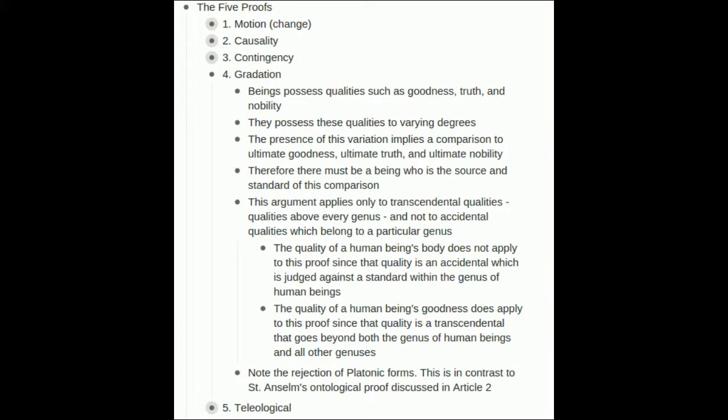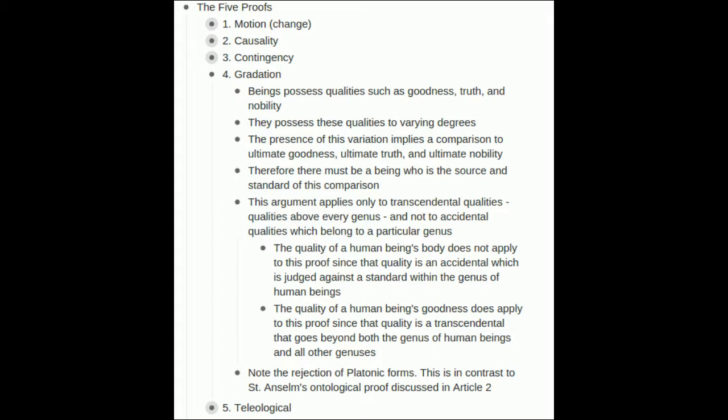Gradation, or the argument from perfection. And this is where we move into via eminentia from via causalitatis. So we're arguing from God's eminence for these last two. Beings possess qualities such as goodness, truth, and nobility, and other such qualities. They possess these qualities to varying degrees. Right? Those two should be considered self-evident.